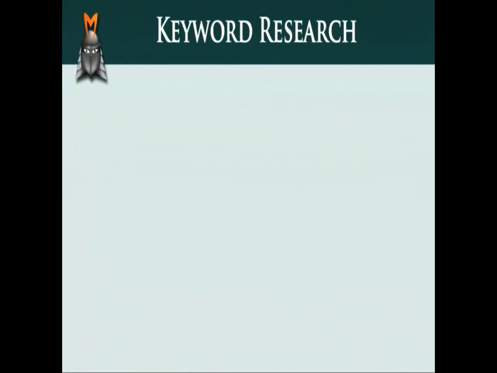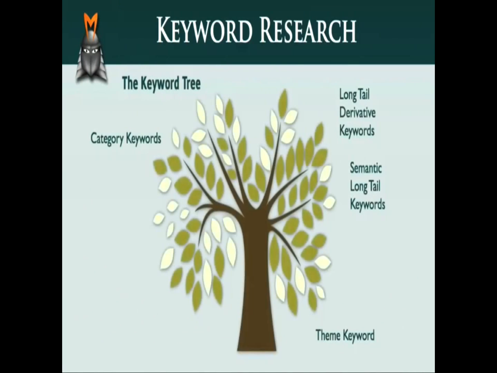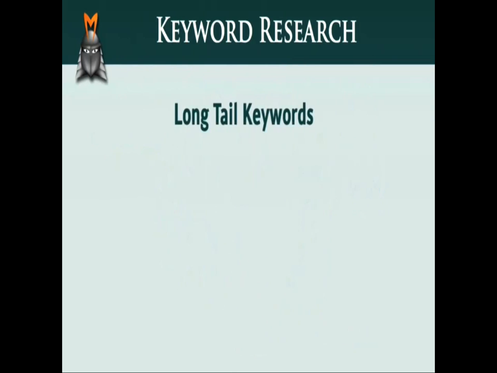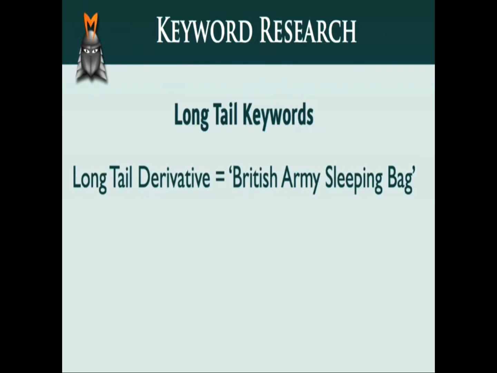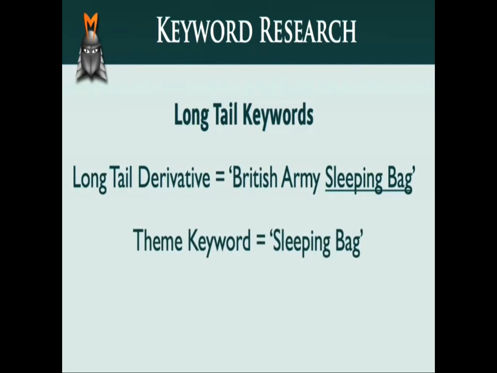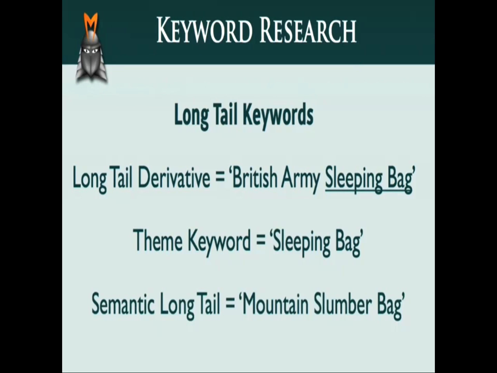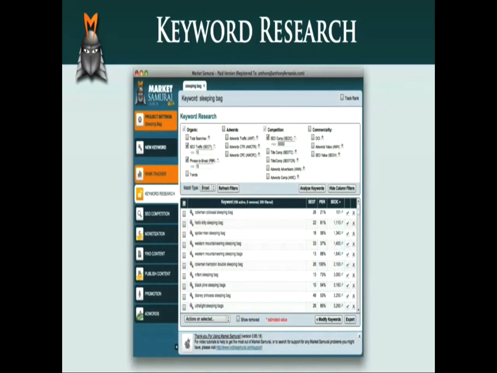So just to recap, in this video we looked at the keyword tree, which is a great way to visualize the structure of an effective website. We explored long-tail keywords and found that there are two main types: long-tail derivative keywords, which contain our root phrase, and semantic long-tail keywords which do not contain our root phrase. And finally, we saw how to find long-tail keywords using Market Samurai by including Google search keywords as a keyword source and lowering our SEO traffic filter to 10.